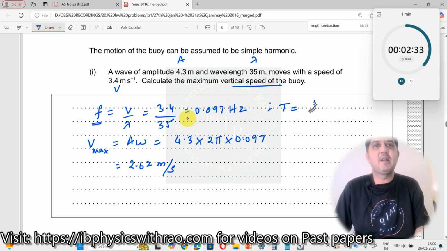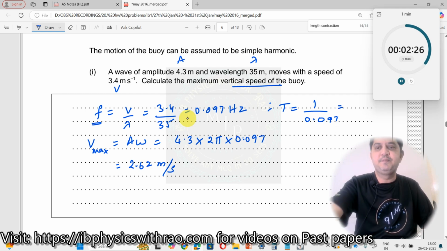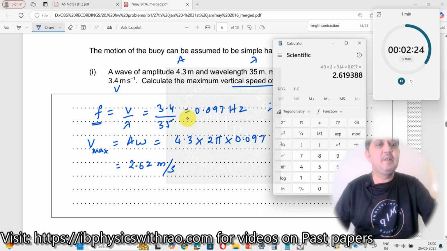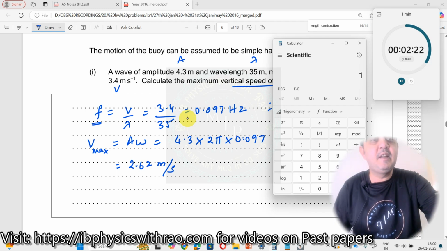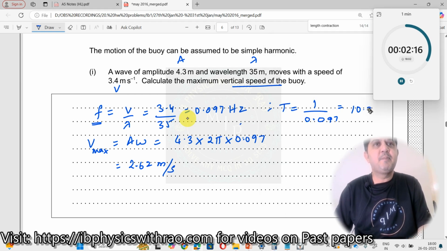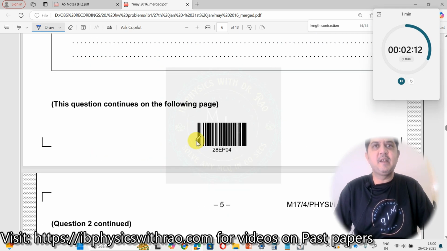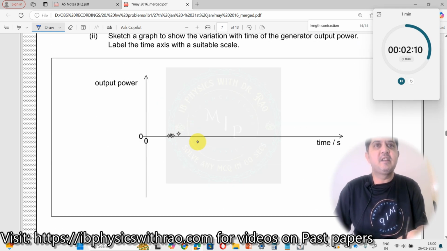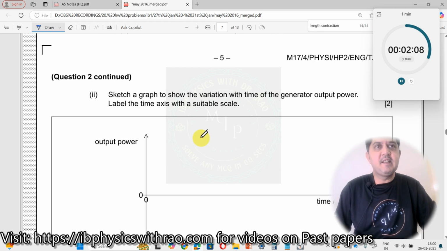Time period is equal to what? 1 by frequency, which is 1 by 0.097. How much is it? 1 divided by 0.097 comes out to be around 10.3 seconds, not hertz, 10.3 seconds. Why do we need this? Because we are drawing a graph over here, so definitely you need this. This graph is for 2 marks.